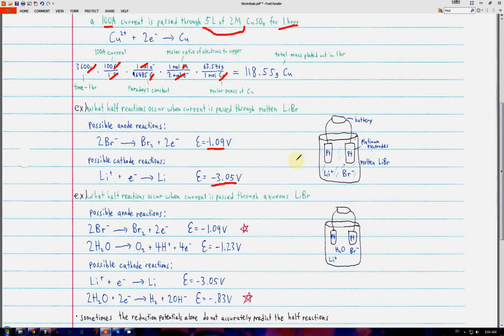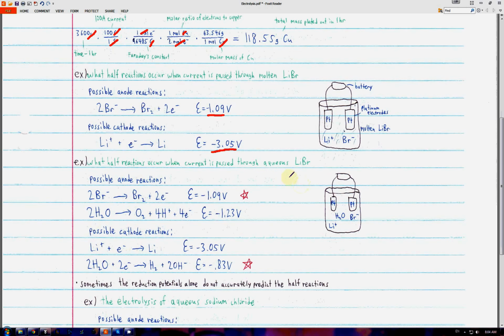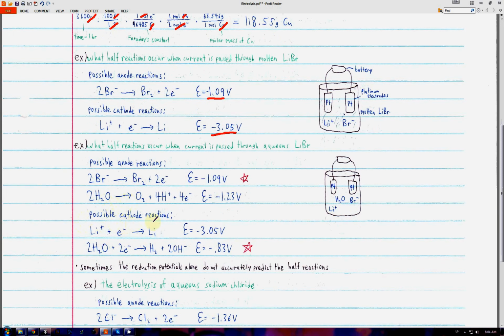Now, if we have aqueous lithium bromide, it's a little more complicated because in addition to the lithium and bromine ions, water can also take place in the reaction. So again, we have to list out all the possible reactions. At the anode, either bromine or water can be oxidized. And at the cathode, either lithium or water can be reduced.